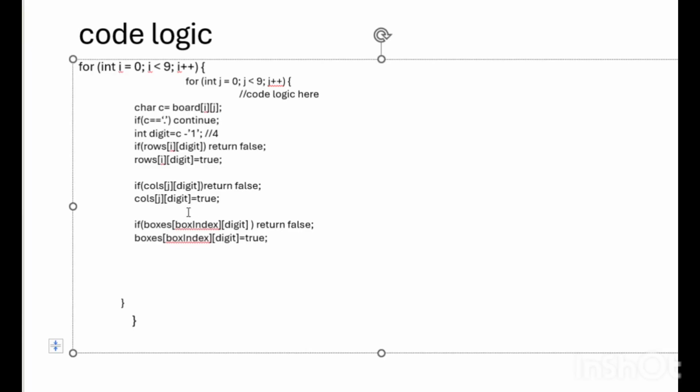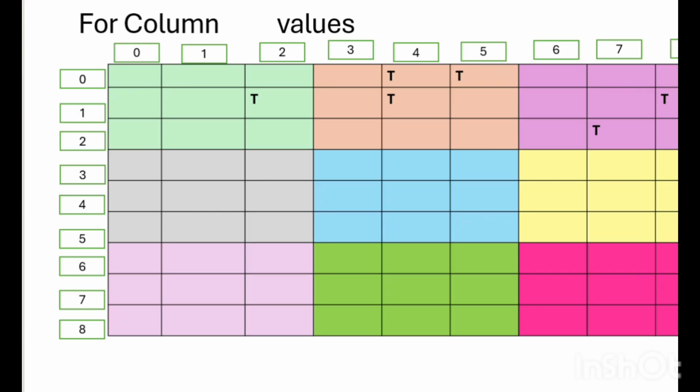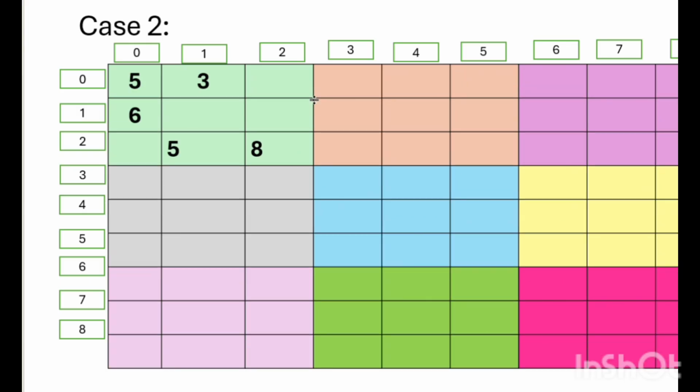But one point we are yet to do, right? This box index. This box index will be an integer only. Int box index. So we will have to derive this. That is the question mark. So how will we derive this? Totally, how many boxes are there? There are 9 boxes: 1, 2, 3, 4, 5, 6, 7, 8, 9, which is from 0, 1, 2, 3, 4, 5, 6, 7, 8. So 0 to 8 boxes are there.